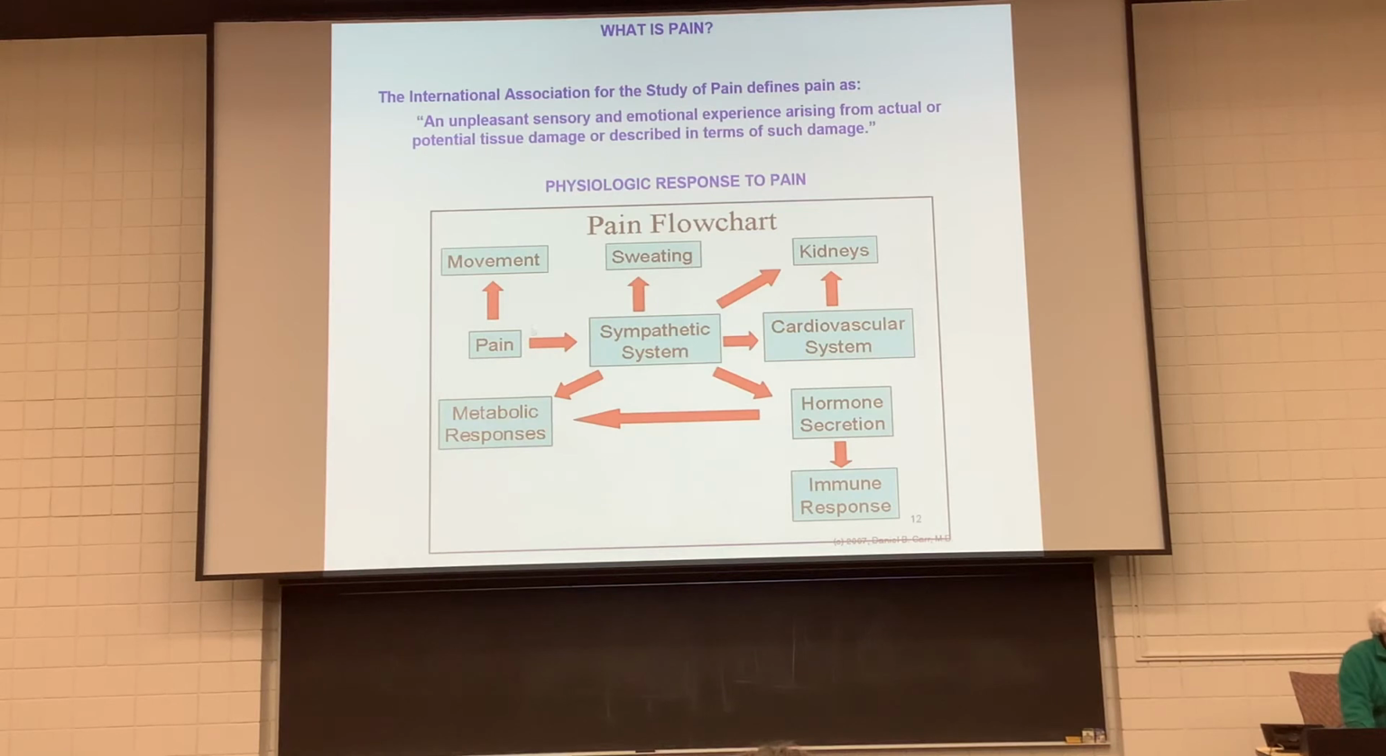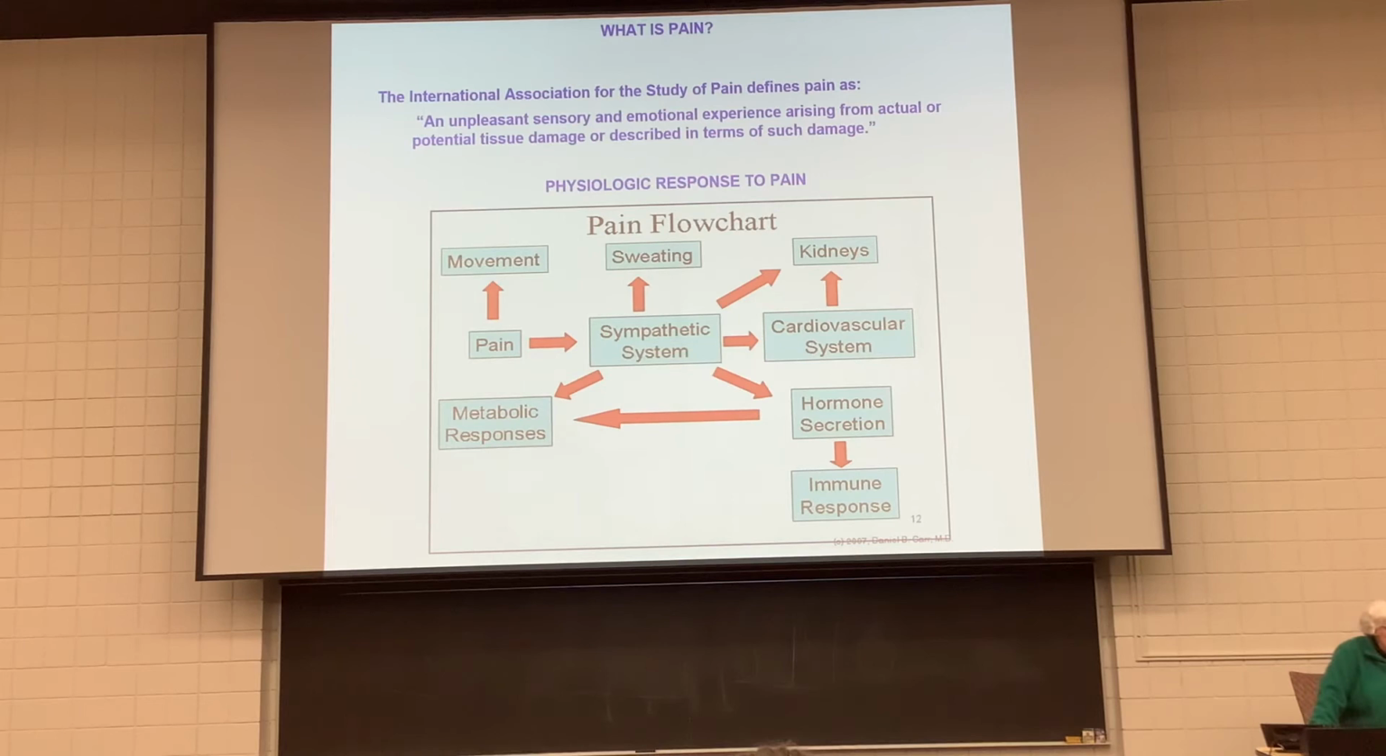Here's the pain. Well, of course you're going to have movement, because if something hurts, you're going to pull away from the source of the pain, the heat, whatever. It can activate the sympathetic nervous system to produce sweating. Sympathetics can affect kidneys, cardiovascular system. Your heart rate may go up. You may pass out. Blood pressure could drop. Some people don't like pain at all.